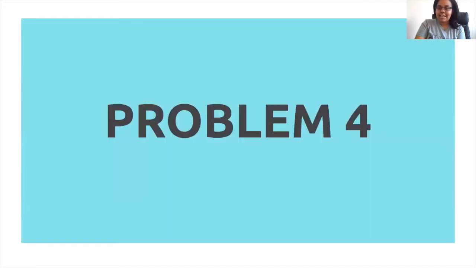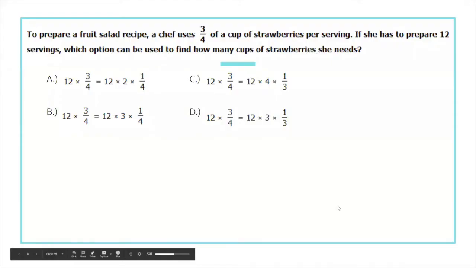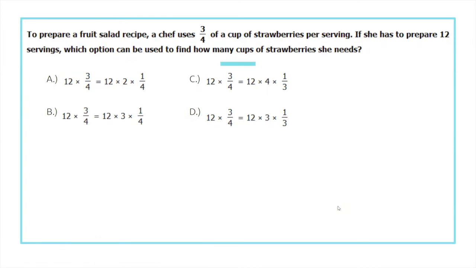All right, looking now at problem 4. Here we have our problem, which says to prepare a fruit salad, a chef uses 3/4 of a cup of strawberries per serving. If she has to prepare 12 servings, which option can be used to find how many strawberries she needs? And you'll see here that we have 4 different answer choices for this problem.